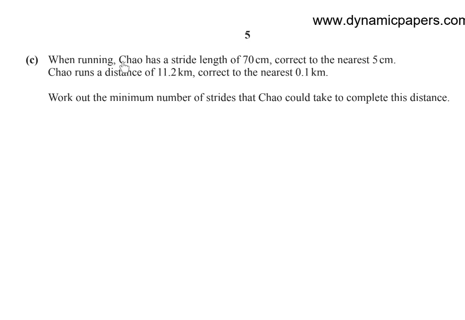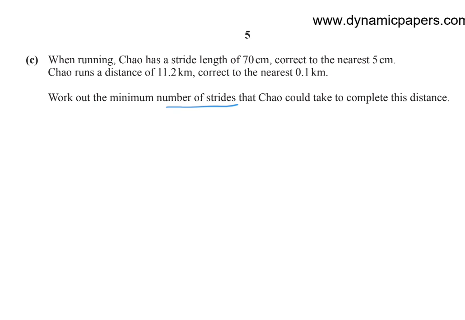Now see, when running, Shao has a stride length of 70 centimeter, correct to the nearest 5 centimeter. Shao runs a distance 11.2 kilometers, correct to the nearest 0.1 kilometer. Work out the minimum number of strides that Shao could take to complete this distance. To find the number of strides, we need to divide the whole distance by the length of each stride.